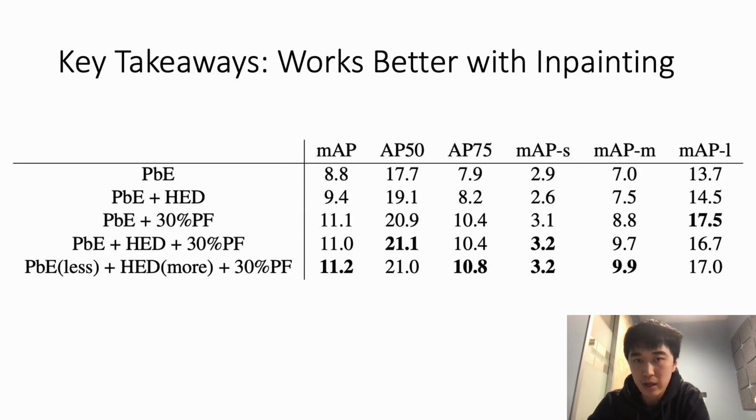And we also show that our work works better with inpainting. So we use the Paint by Example inpainting algorithm. We show that if we keep a small portion of the synthetic data from Paint by Example and a large portion of data generated by our model with a visual prior, plus 30% post-filtering, the detector works the best. So both this one and the last slide show that our approach has good synergy with other data augmentation methods.